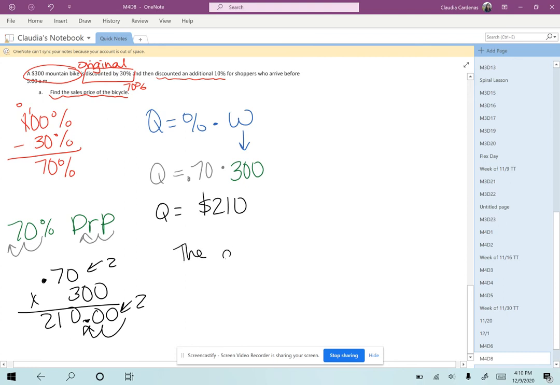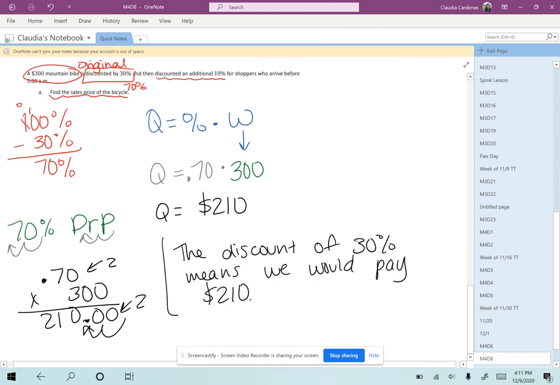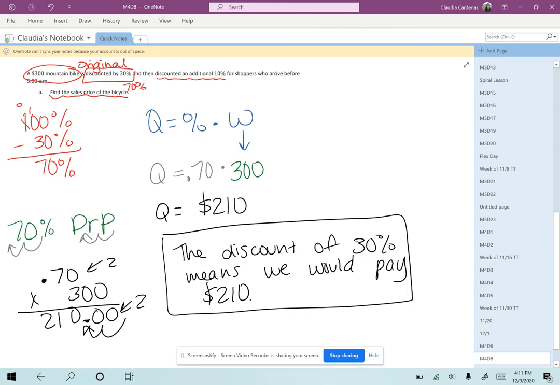So the discount of 30% means we would pay $210 even though the original bike cost $300. So I want you to write this amount down because you're now going to find what would happen after we take 10% off of this. So keep in mind that this price is now the original that we're about to use in our draw it. So write it down because you're going to now take 10% off of this in your draw it activity. Let's go ahead and try it out.